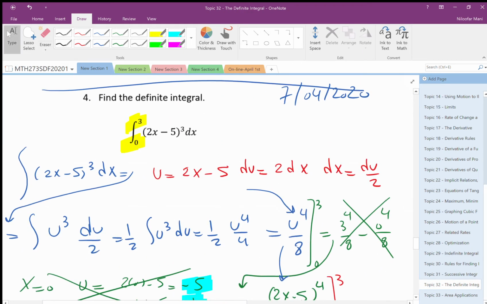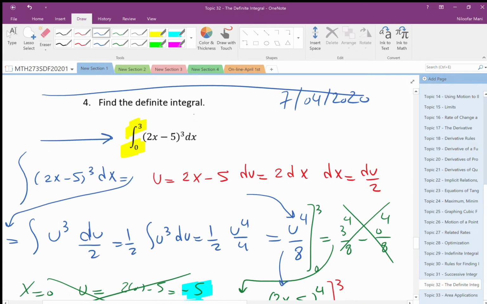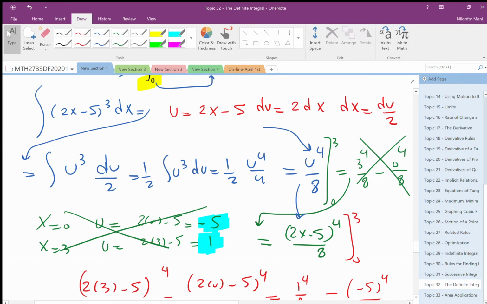Questions like this can be very tricky and hard in the final exam. First, you have to forget 0 and 3. Second, you have to go to u, find the integral, just the same as all u type questions. But then you have to go back to x, substitute 2x minus 5 for u, and then do the boundaries from 0 to 3, because 0 and 3 are related to x, not to u. When x is 0, u is minus 5, and when x is 3, u is 1.